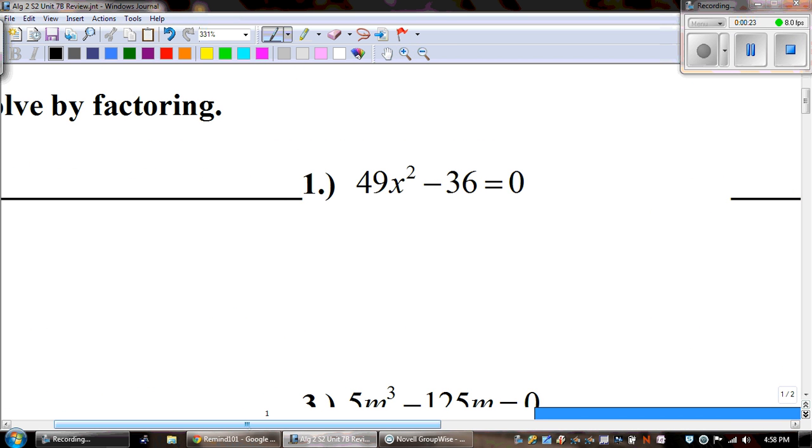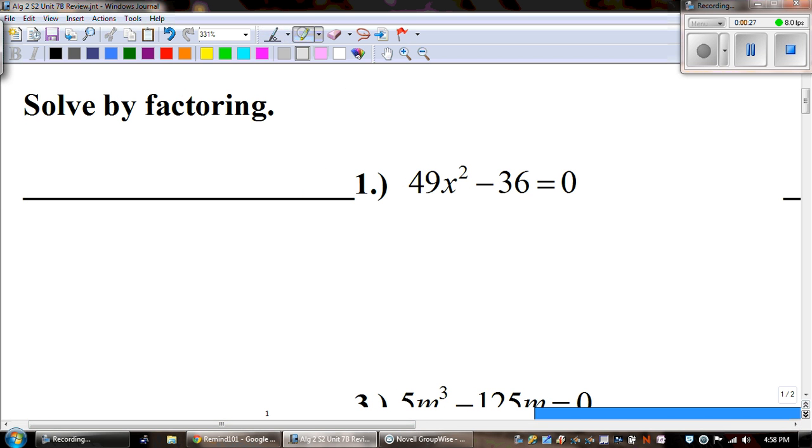Number 1, it says to solve by factoring. Whenever we see the word solve, we know that we have to actually find something out for x or y or whatever the variable is going to be. So we do that by factoring. So let's look at number 1. Is there a GCF? First question. Always, always, always. No, no GCF.